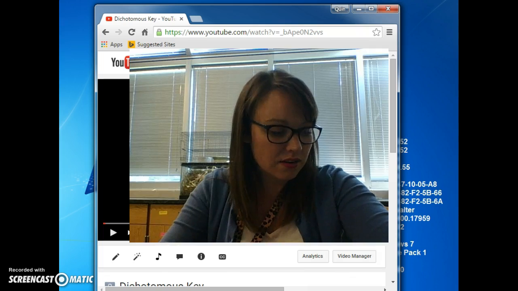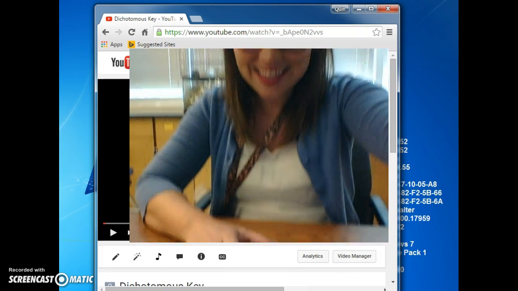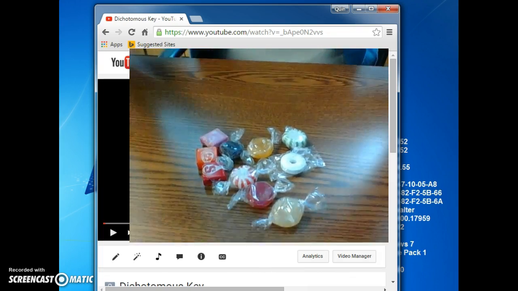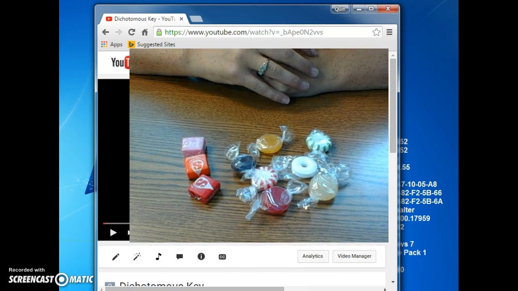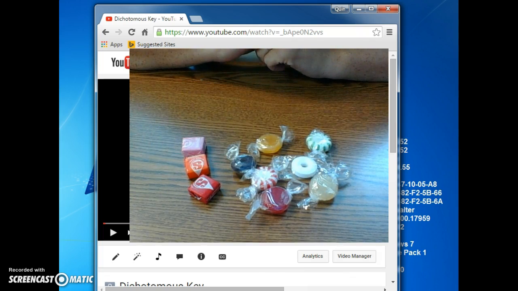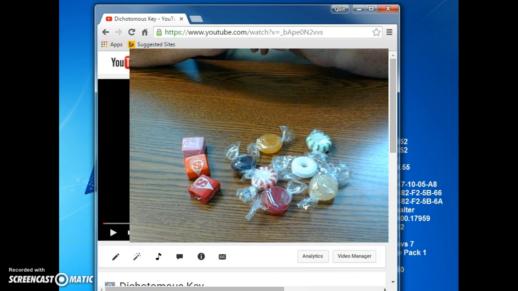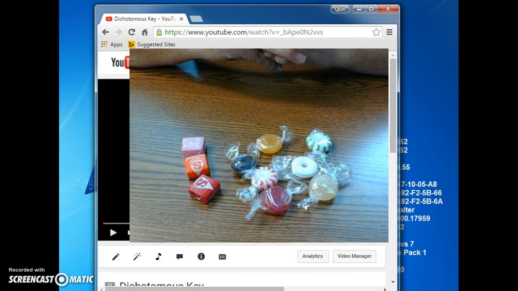So another thing I can split with a dichotomous key is candy. So I have some candy here, lots of different kinds of candy, and there are lots of different ways that I could split up this candy. Why don't you pause the movie for a moment and think about what are some ways that we can split this candy up. What are some different categories we can use? Pause now.